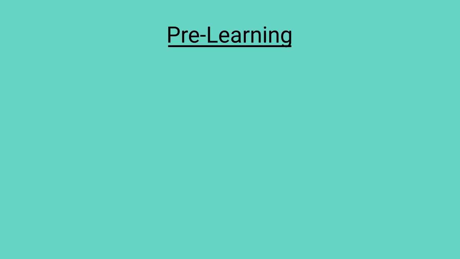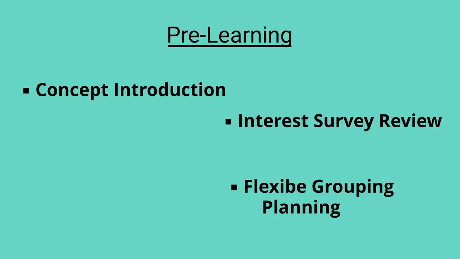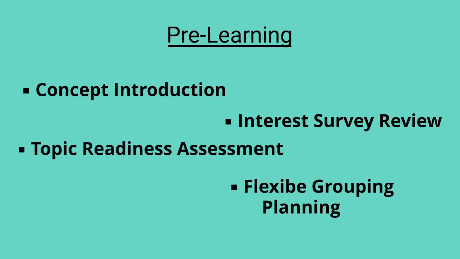The pre-learning stage for my upcoming lesson consists of my introduction and demonstration of concepts pertinent to the unit. I will review the interest surveys from the beginning of the year to review student interests and learning preferences. I will use this data to plan homogeneous and mixed flexible groups for the upcoming activity. I will also administer the topic readiness survey for the upcoming chapter to determine student knowledge level of the upcoming material. A pre-activity self-assessment will also be given.